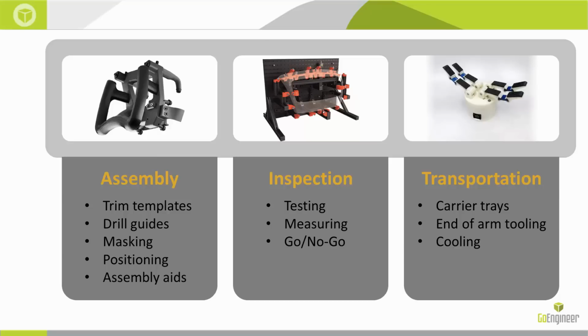Assembly, we got our trim templates and drill guides and masking and positioning and assembly aids. These are the jigs and fixtures that would actually be used maybe in the assembly line. These are the types that I'm usually making at home to make my life easier. The inspection category is probably a category that's going to ring more true with the Q&A people out there, quality assurance fields, people who need to do a lot of testing on the parts, measuring with the CMM machines, and then a little bit of assembly line as well with those go, no-go gauges.